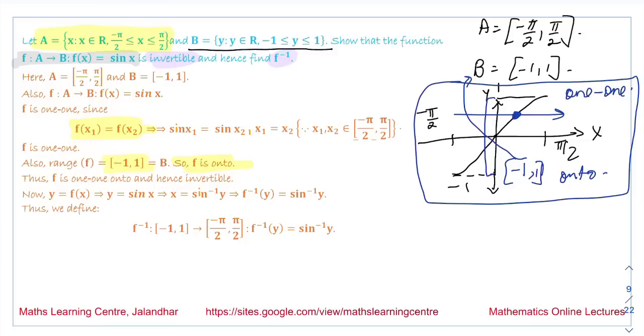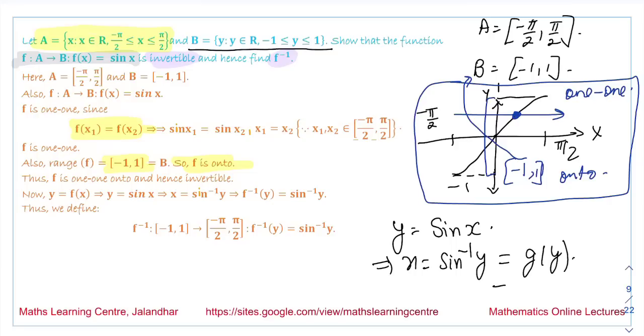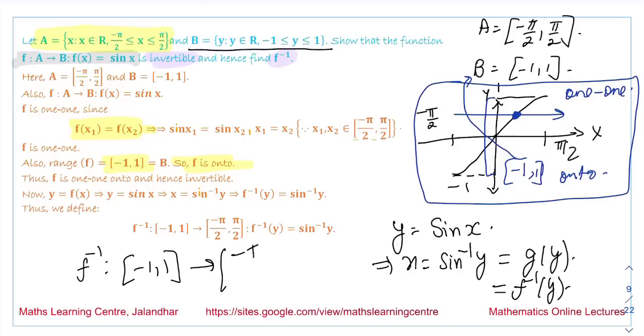So we obtain that this function f(x) is equal to sin x from A to B is an invertible function, and for the inverse of this function, we write y is equal to sin x, then we obtain x is equal to sin inverse y, that is equal to some g of y, or we write it as f inverse of y, where f inverse is the function defined from minus 1 to 1 to minus pi by 2 to pi by 2, and the definition of this function is f inverse of y equal to sin inverse of y.